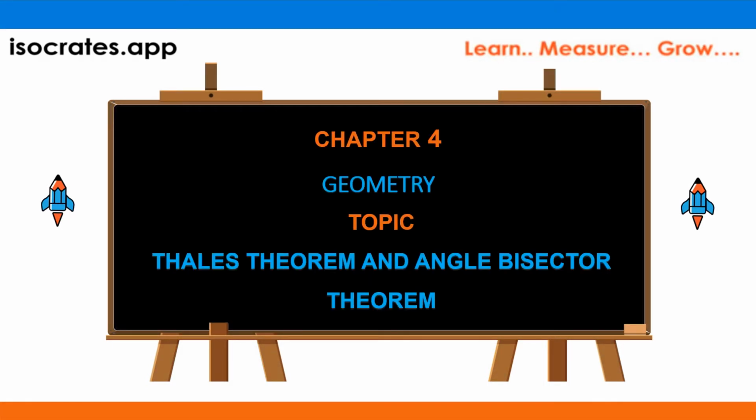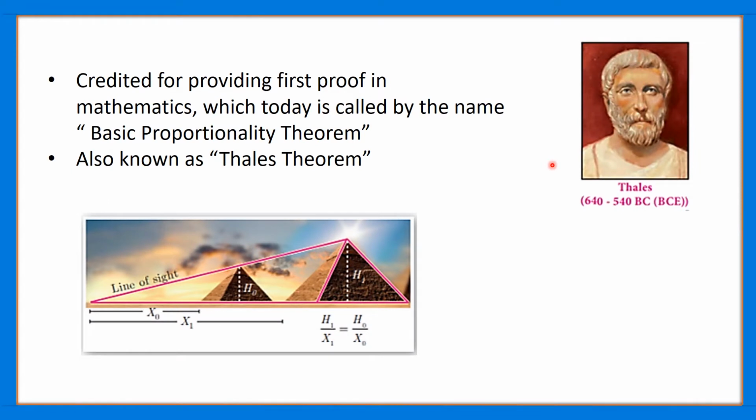In this video, we will show a quick and simple way to solve the question. Thales is a great mathematician who first gave the proof in mathematics, and today we call it by the name basic proportionality theorem. Since Thales found the proof of the theorem, we also name the theorem as Thales theorem. That is, basic proportionality theorem can also be known as Thales theorem.